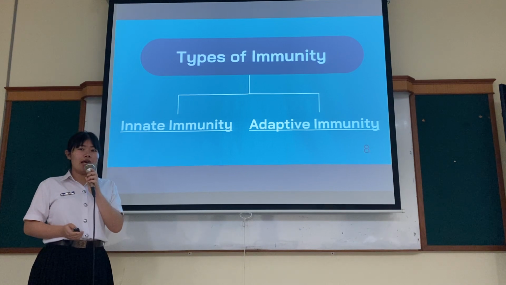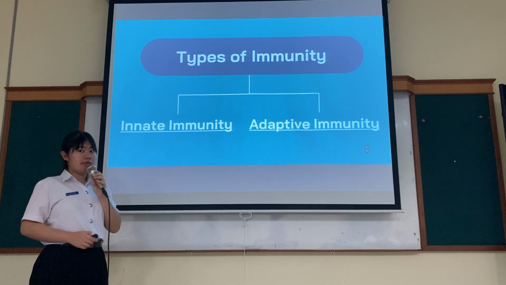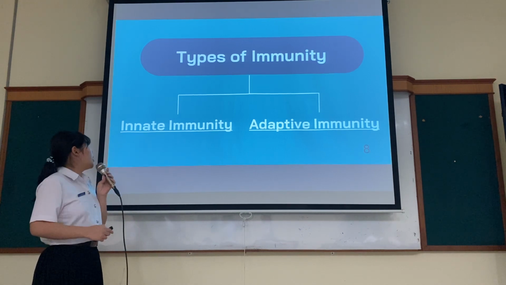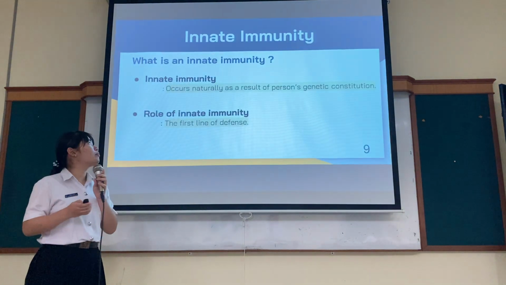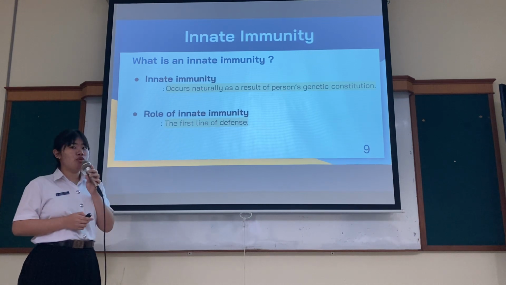I'm Sriyada. Next, we are going to get to know about types of immunity. There are 2 types of immunity, which are innate immunity and adaptive immunity. First, let's try to understand innate immunity.